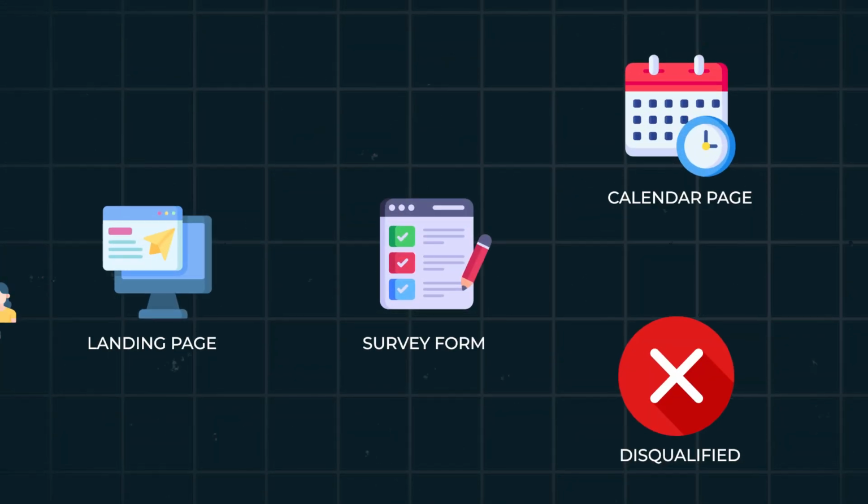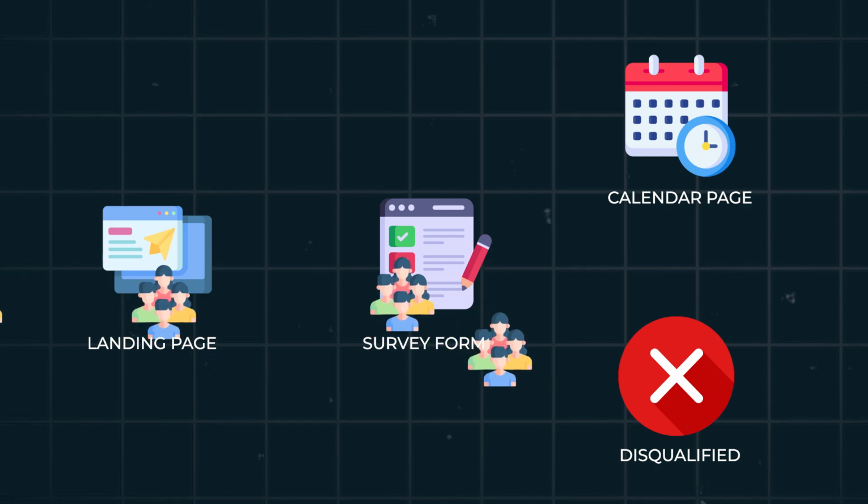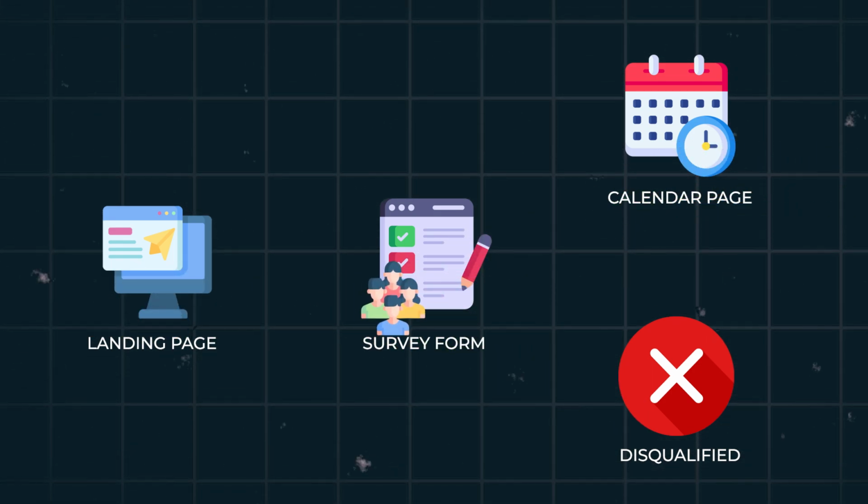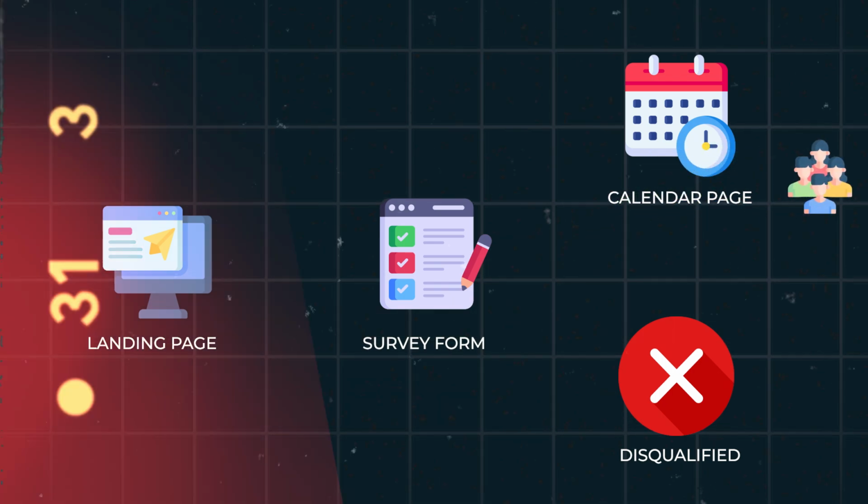People who fail your application or survey should be booted from your sales funnel, and only the qualified leads should make it to the next step in your sales funnel, which would be your calendar page. You don't want unqualified leads having access to your calendar, so those should be sent to a separate thank you page.